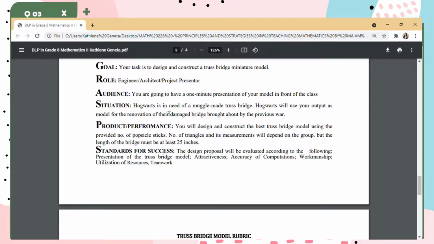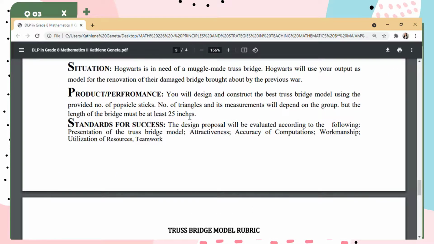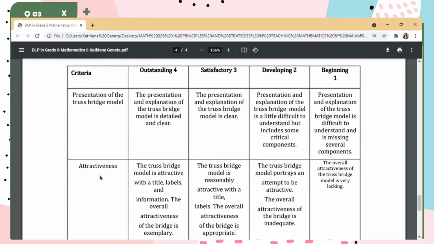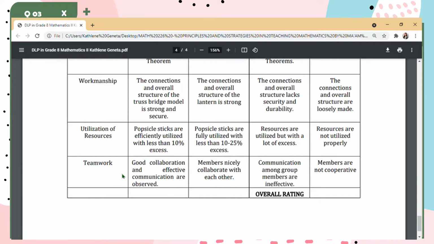Situation: Hogwarts is in need of a Muggle-made truss bridge model. Hogwarts will use your output as a model for the renovation of their damaged bridge brought about by the previous war. Product or performance: You will design and construct the best truss bridge model using the provided number of popsicle sticks. Number of triangles and its measurements will depend on the group, but the length of the bridge must be at least 25 inches. Standards for success: The design proposal will be evaluated according to the following: presentation of the truss bridge model, attractiveness, accuracy of computations, workmanship, utilization of resources, and teamwork.